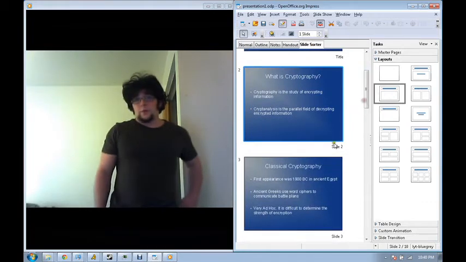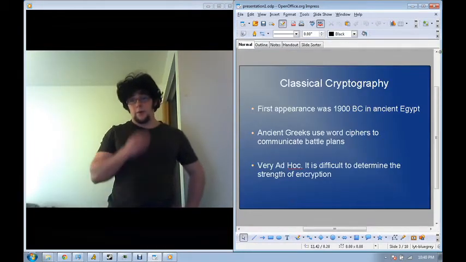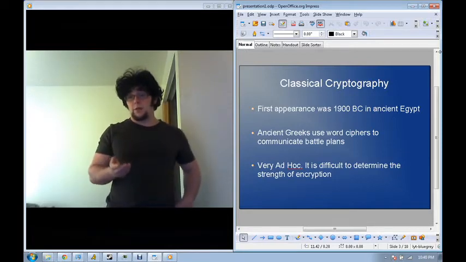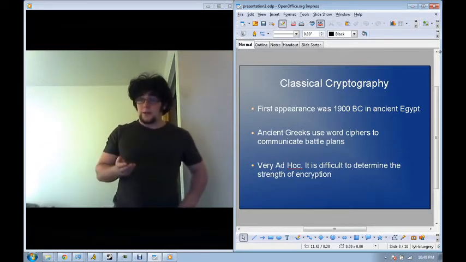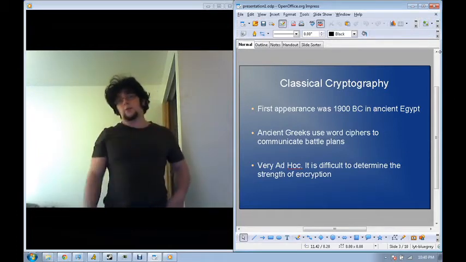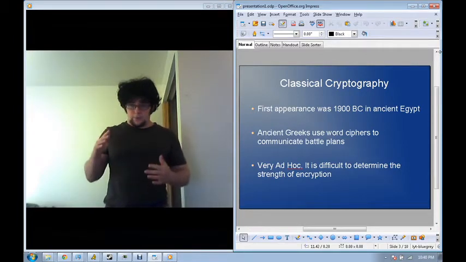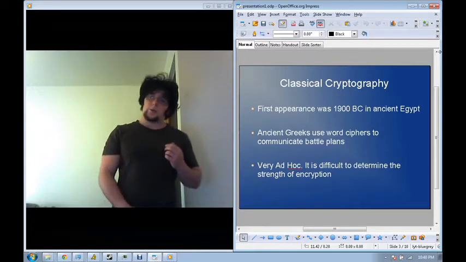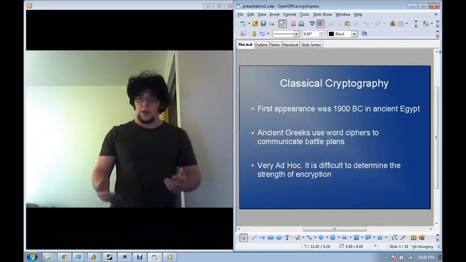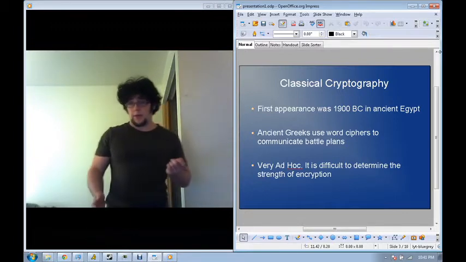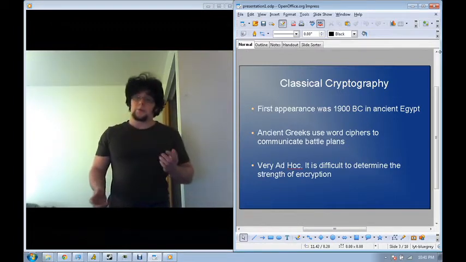Alright, so cryptography has been around for a very, very long time. Almost as long as people have been able to communicate with one another, there's been a need to communicate privately. The first appearance was in 1900 BC in ancient Egypt. They found some hieroglyphics that had evidence of a few different ciphers. It was never really clear if this was to hide information or if it was simply like a word game that literate, educated people were playing. But there were other examples from back then.